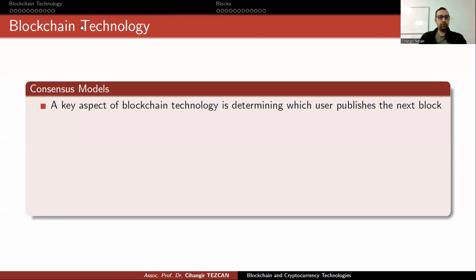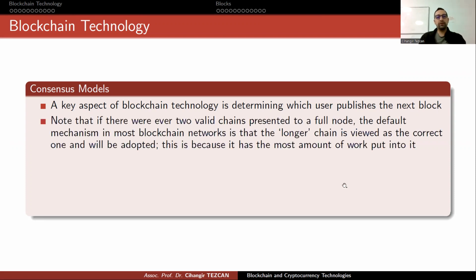All right, so we continue with consensus model. A key aspect of blockchain technology is determining which user publishes the next block, right? So for this reason, we need a consensus. Note that if there were ever two valid chains presented to a full node, the default mechanism in most blockchain networks is that the longer chain is viewed as the correct one and will be adopted. This is because it has the most amount of work put into it. That is the main reasoning behind that.